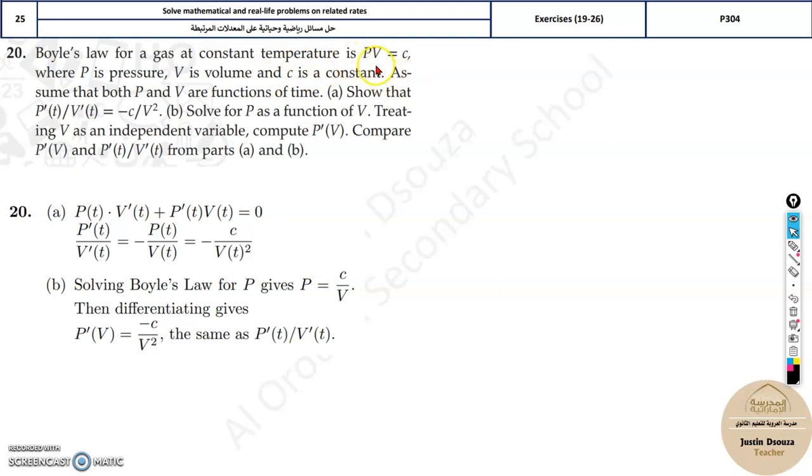You have the formula, isn't it? Just derive it. P will be P dash. Now, oh sorry, you need to use the product rule: U dash V plus U V dash. You can use this first version over here, U V dash plus U dash V. Whichever can be used. Over here the second version is used: P is written as it is, derive V, plus derive P and multiply by V, equals 0.